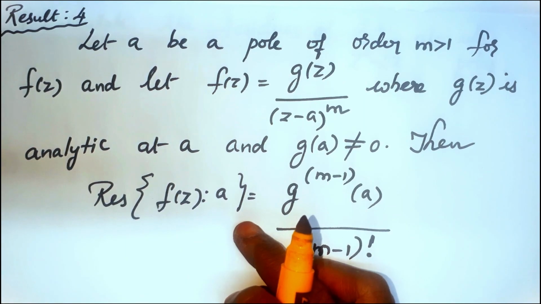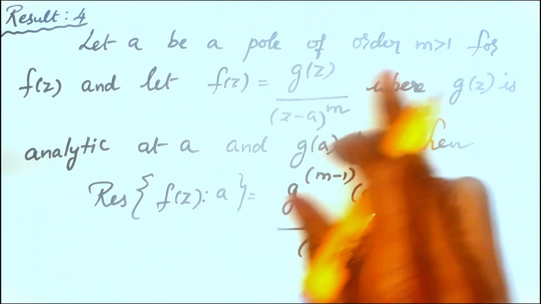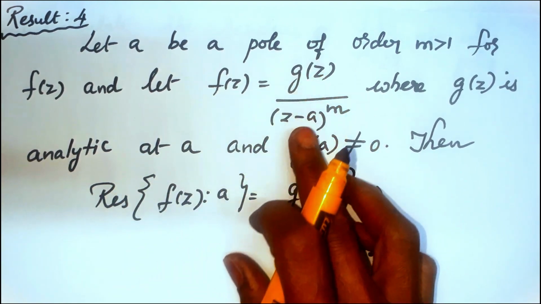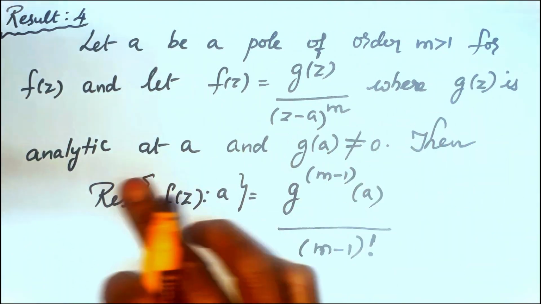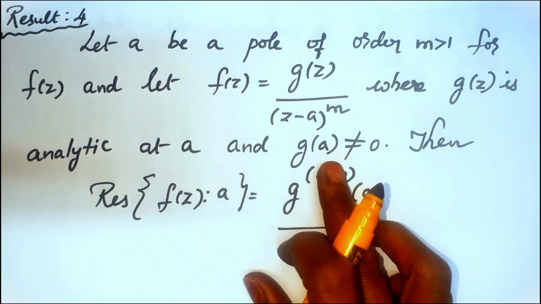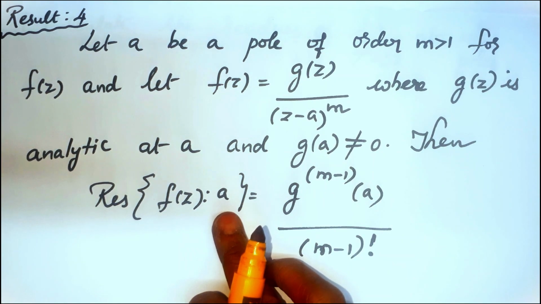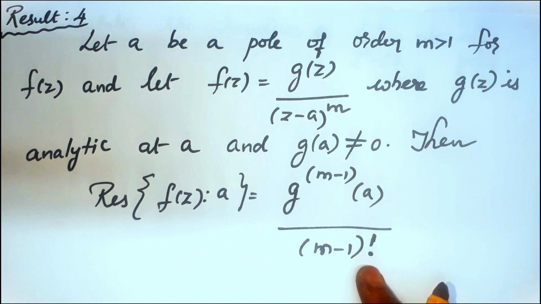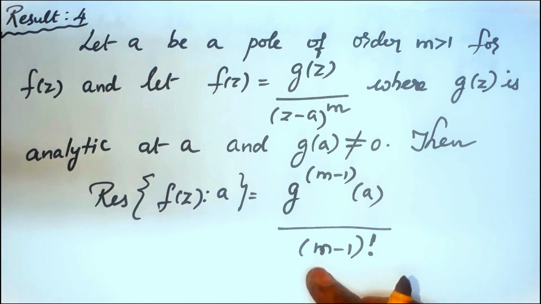The fourth result is, let a be a pole of order m greater than 1 for f of z, and let f of z be equal to g of z by z minus a the whole power m, where g of z is analytic at the point a and g of a is not equal to 0. Then residue of f of z at the pole a is equal to g m minus 1 of a by m minus 1 factorial. This is the m minus 1th derivative of g at a, by m minus 1 factorial.